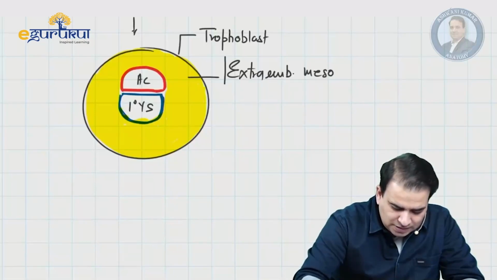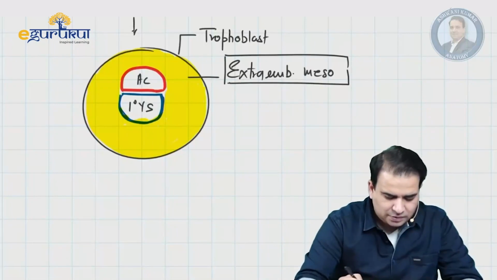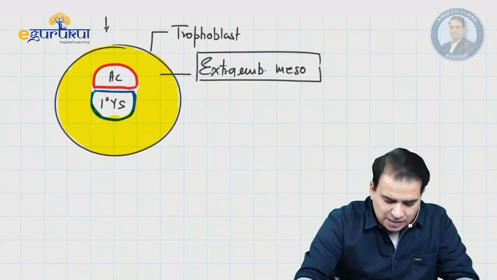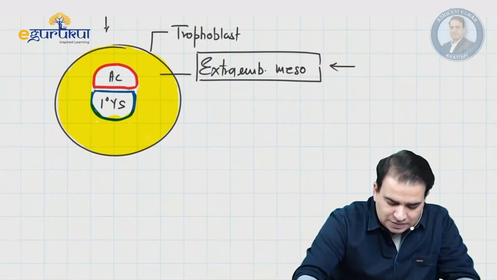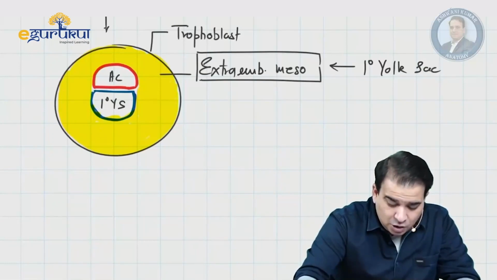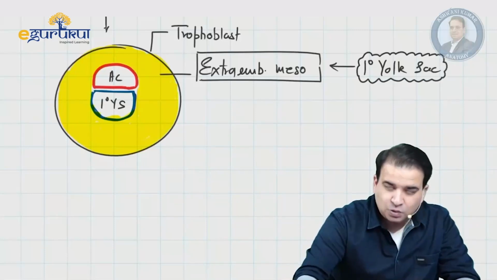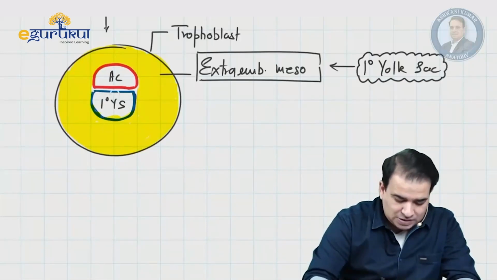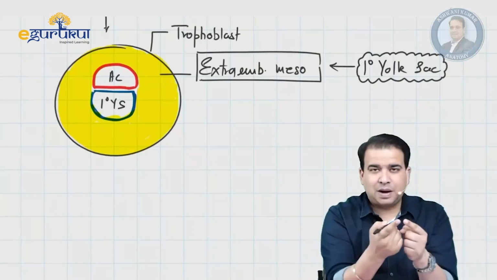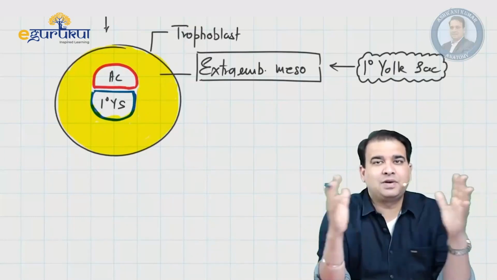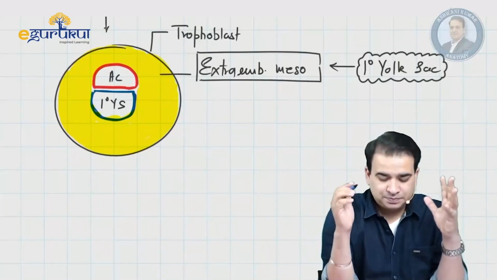So the question here is, extra-embryonic mesoderm is derived from where? Well, it again is a recent AIIMS question. The extra-embryonic mesoderm, please note, is derived from the primary yolk sac and not from the trophoblast. The trophoblast, which is given in certain books, is an old concept. It's the cellular lining of the primary yolk sac that will proliferate and give rise to this extra-embryonic mesoderm.